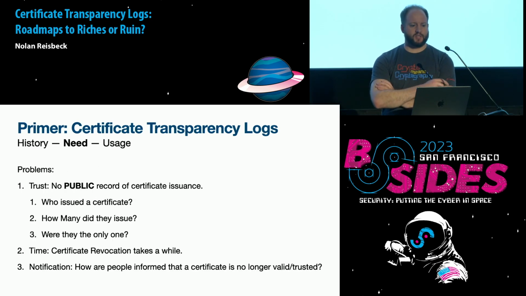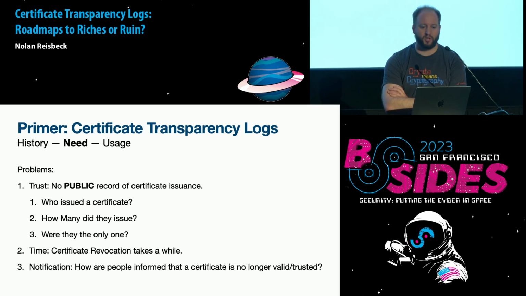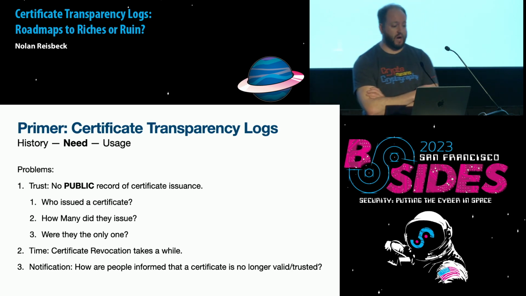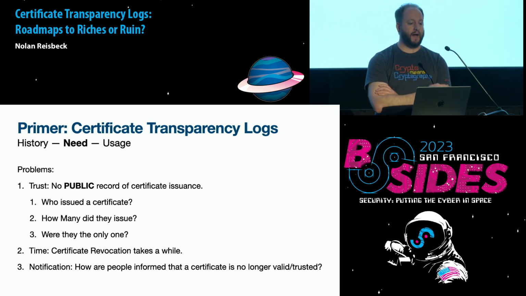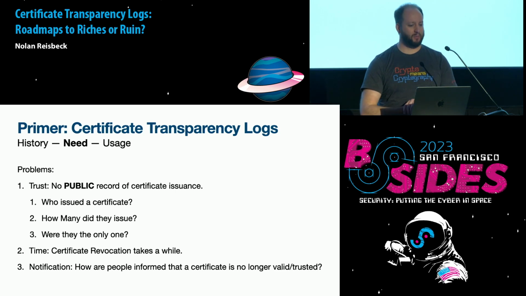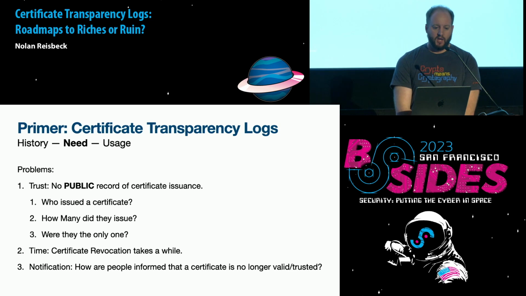So, CT logs: there was no public record of certificates issued. Not who issued it, not who requested it, not how many they issued, or whether that was the only one. If you have one rogue certificate issued, logic follows that there were probably a lot more, but without any of those kinds of records, you don't know.